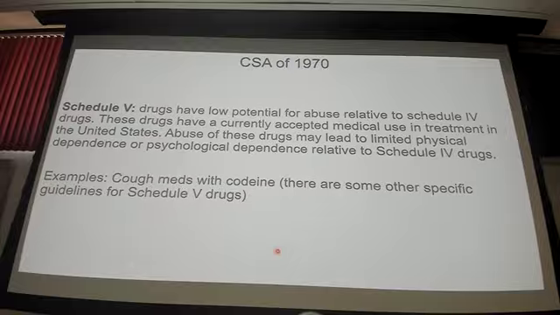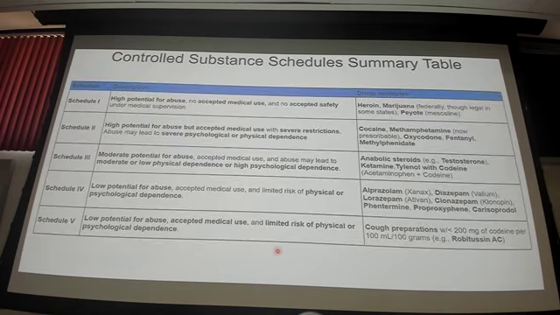And then Schedule 5, very low abuse potential, and they primarily include cough syrups with less than 200 milligrams per 100 milliliters of codeine, and also some other drugs like pregabalin and some drugs used to treat diarrhea. So here is a table summary of the description of each schedule and some of the drugs found in each schedule. Any questions about the CSA drugs? That one says now prescribable for methamphetamine.